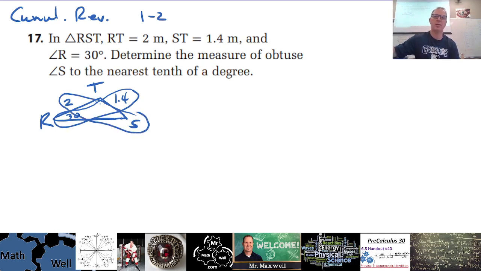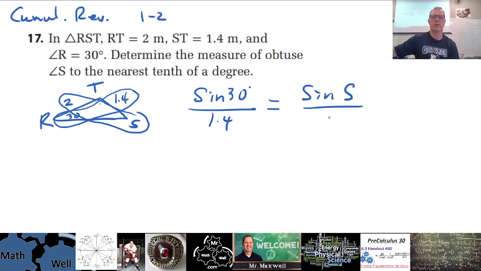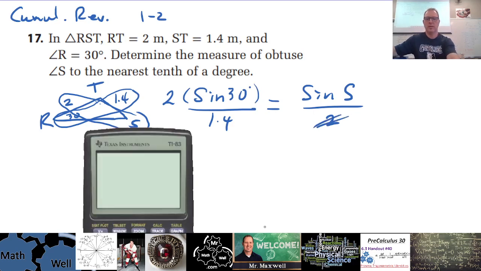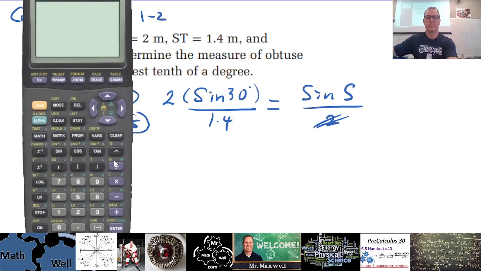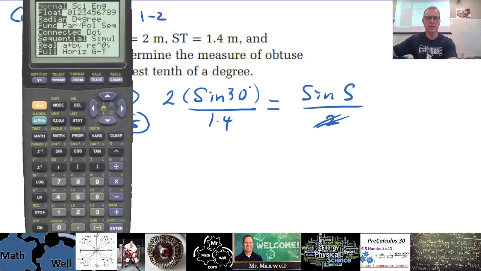So if I want the angle, let's put sine on top. So sine 30 over 1.4 equals sine of angle S over 2. So if I multiply both sides by 2, let's see here, I should get, now your calculator should be in degrees, make sure it's in degrees. Oh, mine's in radians. So let's go back there.